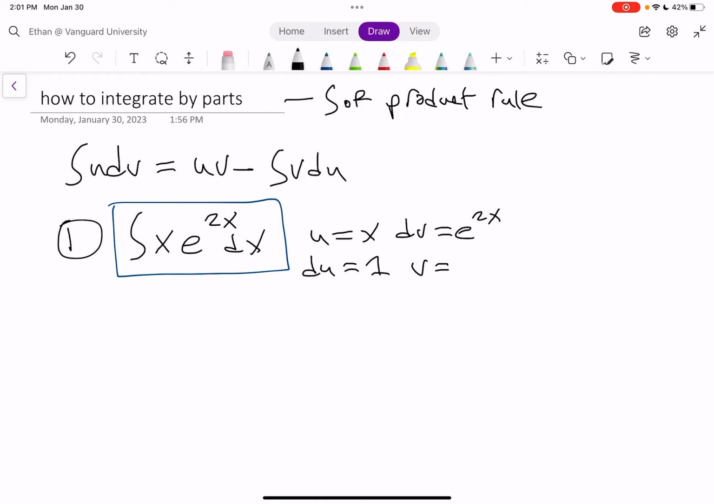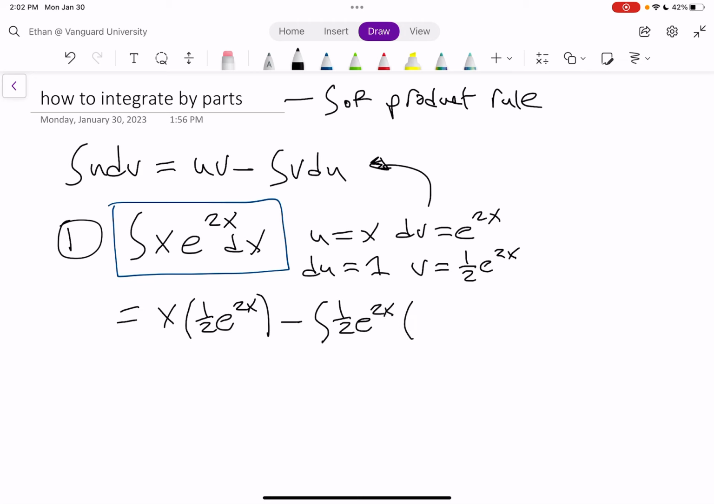You would use u substitution for this, and once you u-sub, you would find that this is going to be 1/2 e to the 2x. If you want to know u-sub, you can look at a different video. Now that we have everything, all we do is plug it into our equation up here. So this equals u, which is x, times v, which is 1/2 e to the 2x, minus the integral of v, which is 1/2 e to the 2x, times du, which is 1.